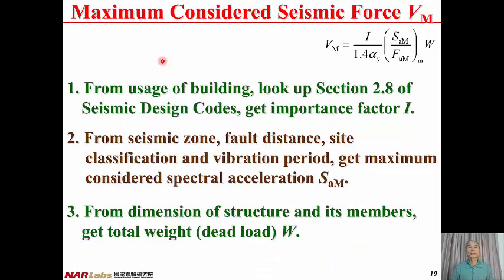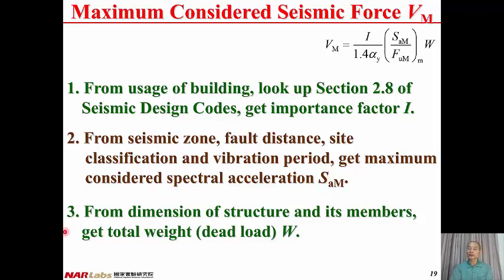And here's the summary for the procedure to determine maximum considered seismic force, VM. Step 1, from the usage of the building, look up section 2.8 of the Seismic Design Code, we can get the importance factor I, maybe equal to 1.5, 1.25, or 1.0. Step 2, from the seismic zone, fault distance, site classification, and the vibration period of the structure, we can get the maximum considered spectral acceleration, SAM.